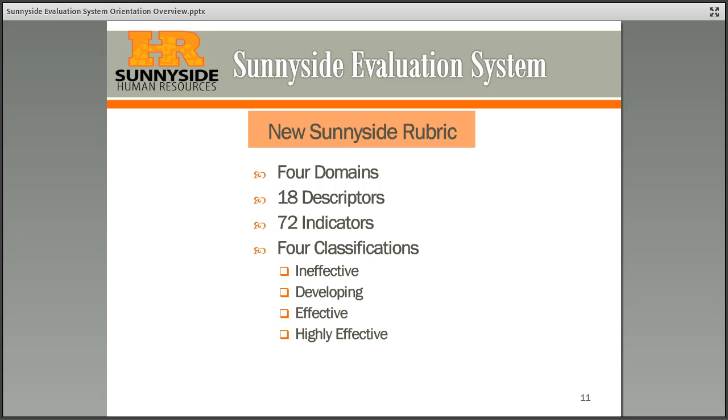The new Sunnyside Rubric is broken into 4 domains. The 4 domains have 18 descriptors, and there are 72 indicators throughout the 4 domains. The 4 classifications are ineffective, developing, effective, and highly effective. The classifications are state mandated as well as federally mandated.